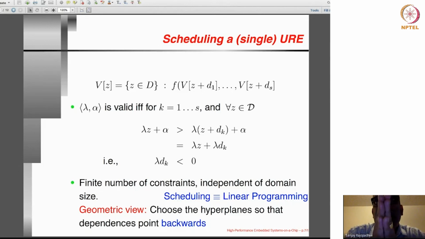So this set of constraints, for all the dependencies that you have in the program, is defining the feasible space of all legal schedules. Now you want to treat the coefficients of lambda as the unknowns, and the dependence vectors d are constant vectors that you have deduced from the program and its dependencies.